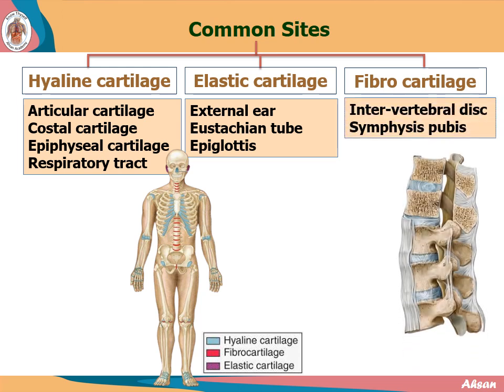Fibrocartilage, the large amount of fibrocartilage, is observed between the vertebral bodies. These are known as intervertebral discs. You can see the intervertebral disc here, and symphysis pubis is another joint present at the anterior part of the hip bone. This is also a fibrocartilaginous disc.